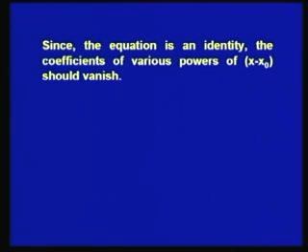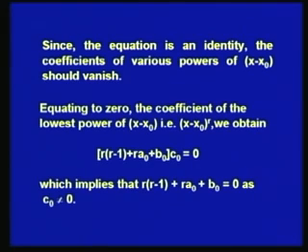Since the equation is an identity, the coefficients of various powers of x minus x naught should vanish. Now let us equate to 0 the coefficient of the lowest power of x minus x naught which occurs in this equation, and the lowest power of x minus x naught is r.